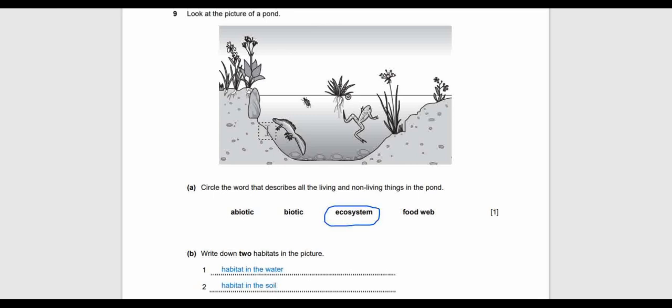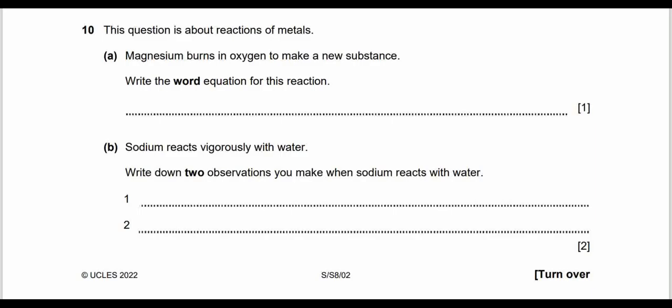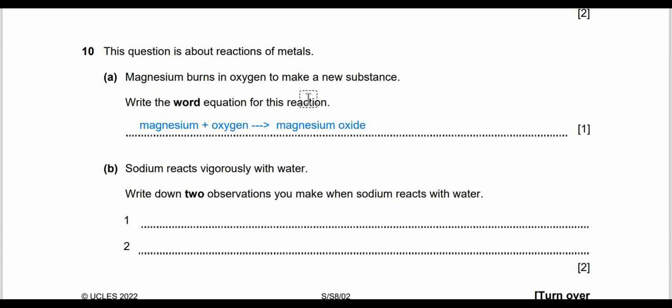Right, next we want to move to the next question. Question 10 is about reaction of metals. Magnesium burns in oxygen to make a new substance. Write the word equation for this reaction. 10 seconds. Alright, let's open up the answer. So it's magnesium plus oxygen to make magnesium oxide.